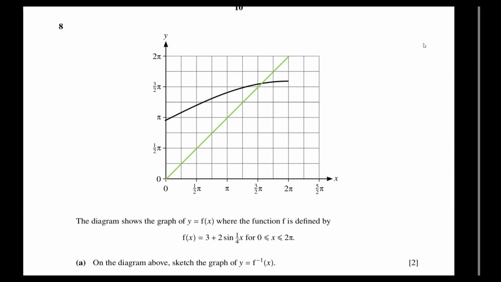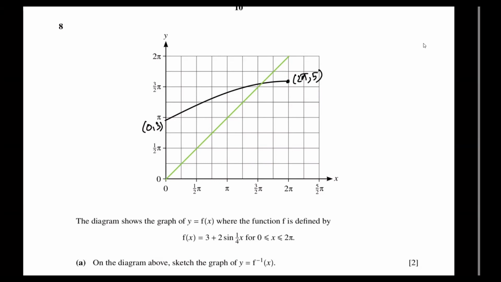Since this curve has the y-intercept here, what is the y-intercept? (0, 3) for y equal to f(x). And this point has the x coordinate equal to 2 pi. And what about the y coordinate? If you substitute x equal to 2 pi, you see y is 5. So (2 pi, 5).